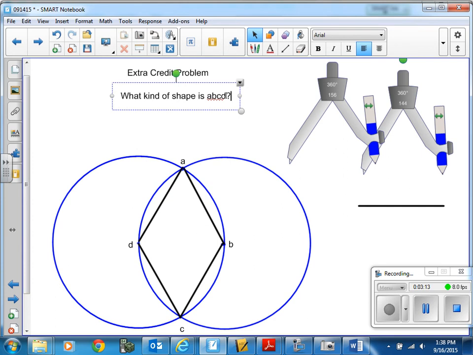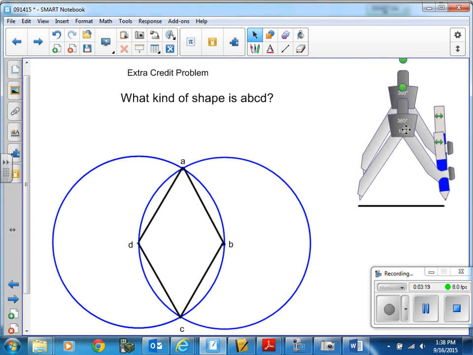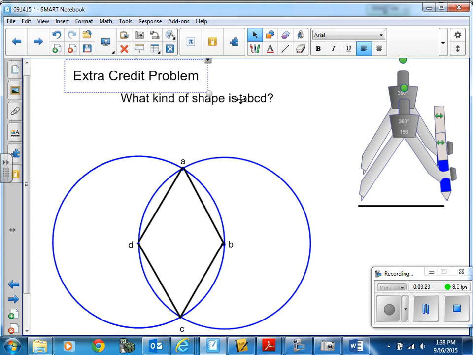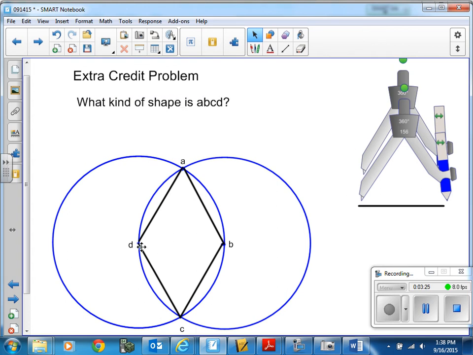when you hand this in. So I need to know what type of shape it is and justify it. I don't just want you guessing. Maybe you can go and look up different shapes. What are the properties of shapes? But there's some things you should know about this shape based on the constructions that we've done.